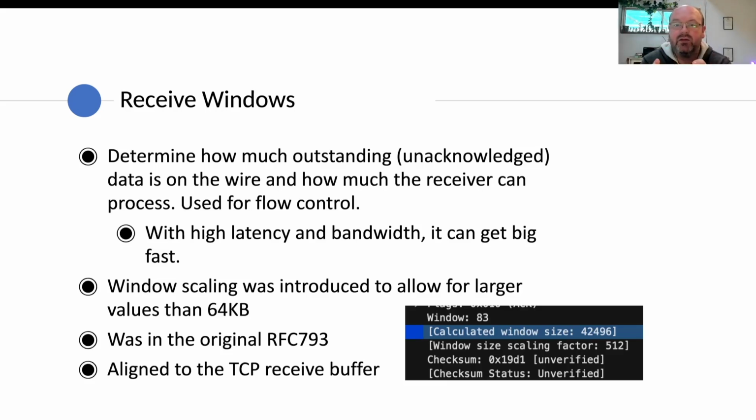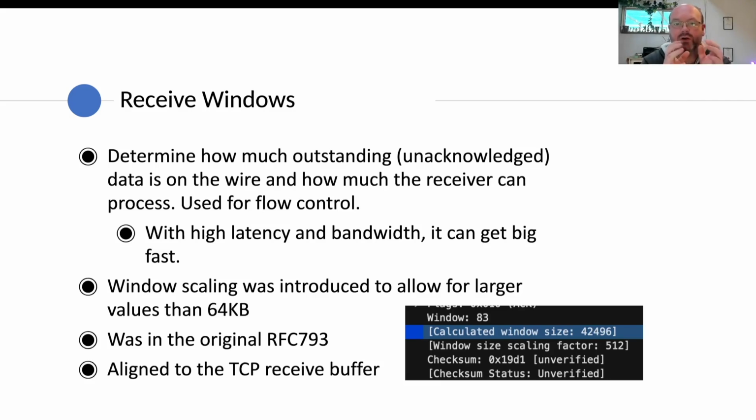And what we see here is a screenshot of an example where the actual window is 83, but the calculated window size is 42,496, and we have a scaling factor, and that scaling factor allows us to scale beyond that 64 kilobytes of outstanding data on the wire. And it's absolutely aligned to the receive buffer.